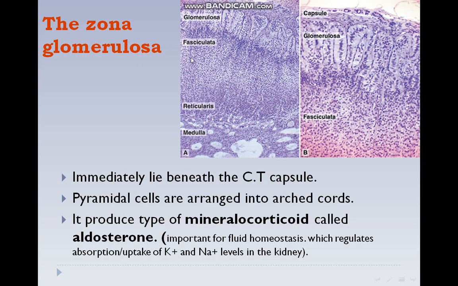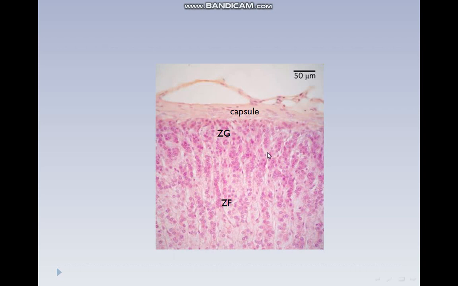The zona glomerulosa lies immediately beneath the capsule, and the cells are polyhedral and arranged in the form of arched cords. Their major secretory activity is the production of the mineralocorticoid called aldosterone, which is important for fluid homeostasis in the body and important to regulate sodium-potassium level by the kidney. This zona glomerulosa lies immediately beneath the capsule in the form of arched cords of cells.